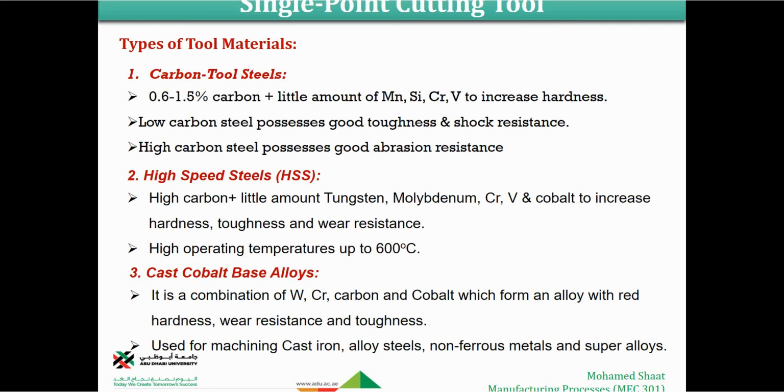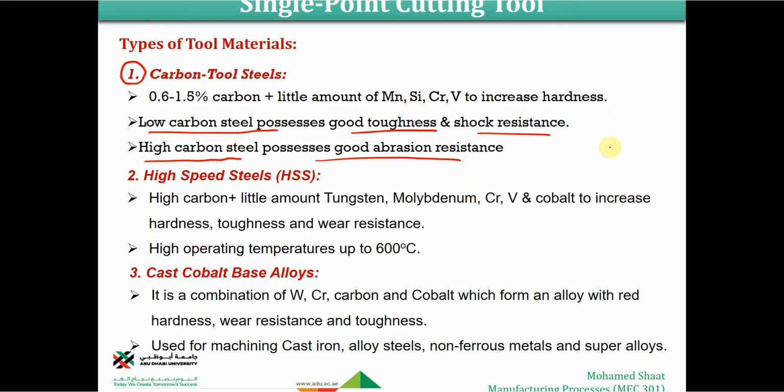So that's why we have some materials which are recommended for making cutting tools, like the carbon tool steel. If you remember, we discussed the steel is Fe plus carbon, right? So the carbon tool steel is steel with different percents of the carbon forming the material. The low carbon steel possesses good toughness and shock resistance, but the high carbon steel is recommended over the low carbon steel for tools.